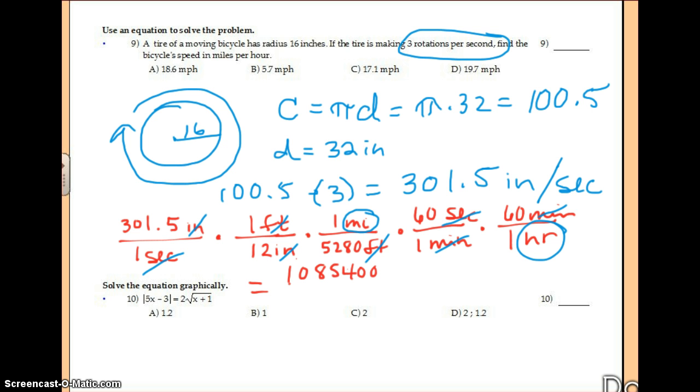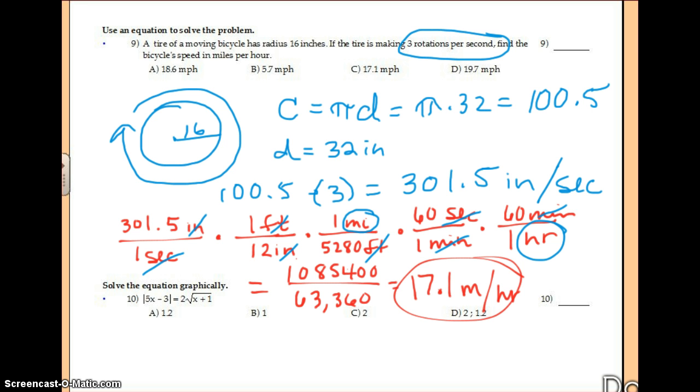My numerator is 1,085,400. The denominator, I'm going to take basically 1 times 12 times 5,280 times 1. So 12 times 5,280 is 63,360. And then divide. And you should get approximately 17.1 miles per hour, which is C.